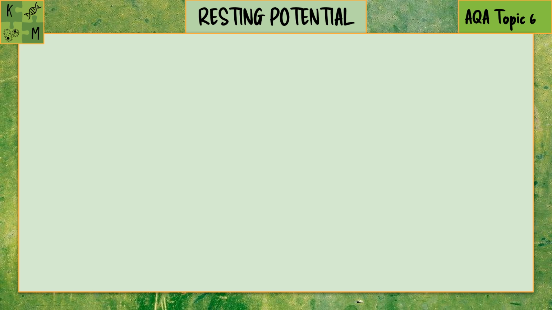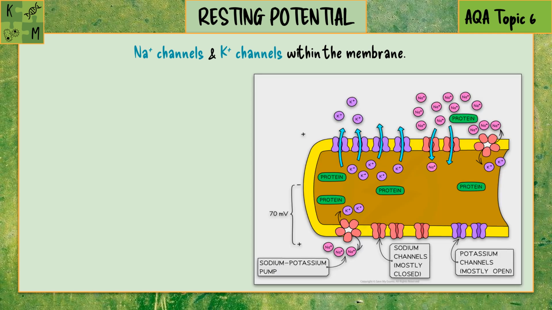In addition to the sodium-potassium pump, there are also specific ion channels for both sodium ions and potassium ions within the membrane. These allow the facilitated diffusion of the ions down their concentration gradients. However, the membrane is much more permeable to potassium ions than to sodium ions, as there are more open potassium ion channels within the membrane. Therefore, potassium ions diffuse out more easily than sodium ions can diffuse in.